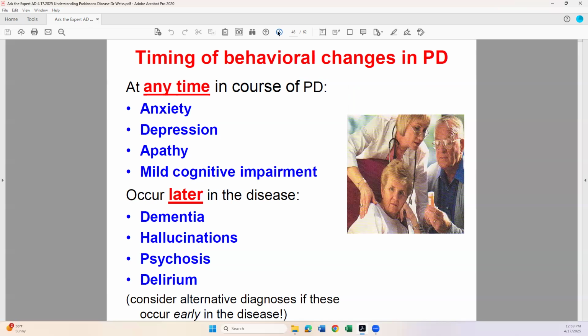Mild cognitive impairment often is present at the time of diagnosis. Later in the course of the disease, of course, patients can develop significant dementia, often accompanied by psychosis, severe visual hallucinosis, delusions, and episodes of delirium. So, as you can imagine, how disabling all of these different non-motor features can be for certain persons with Parkinson's disease. Next slide, please.